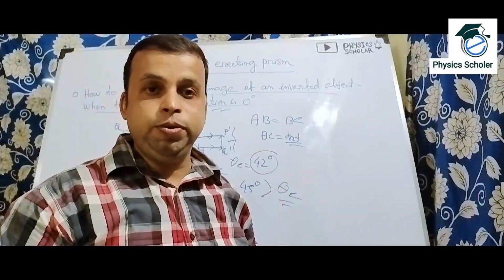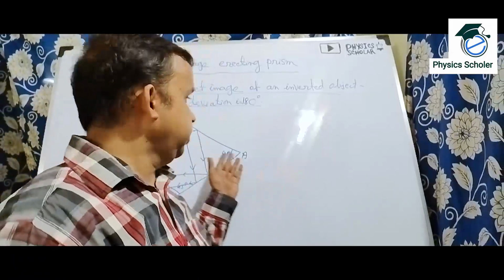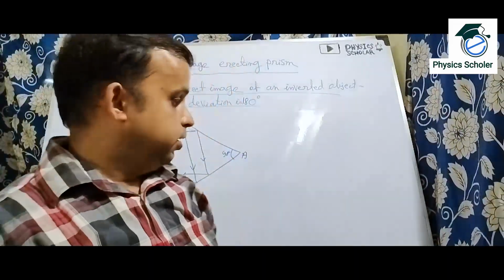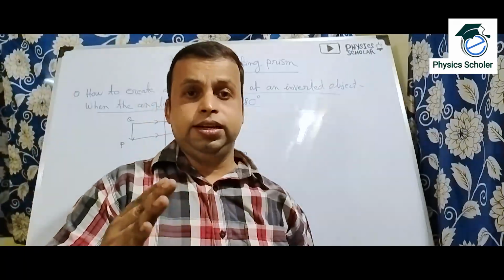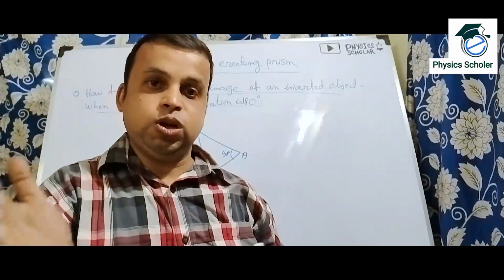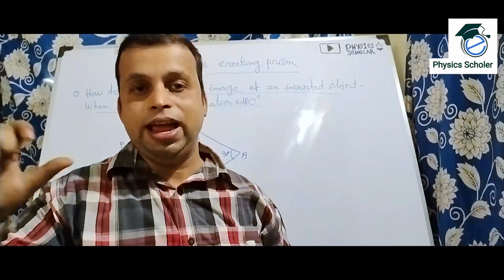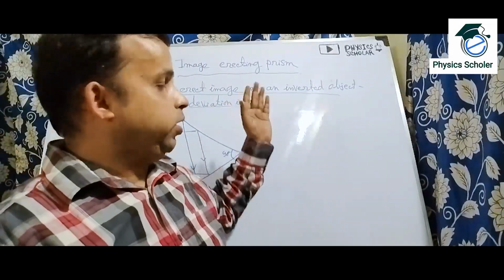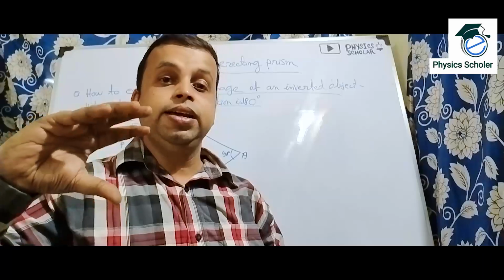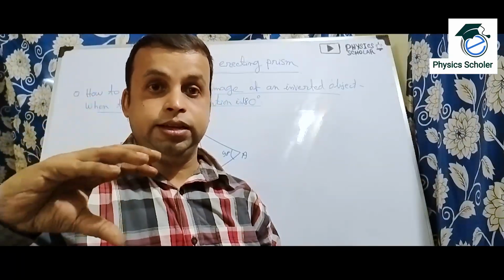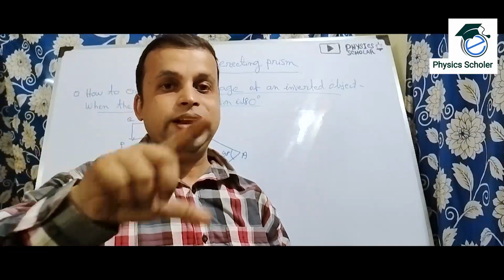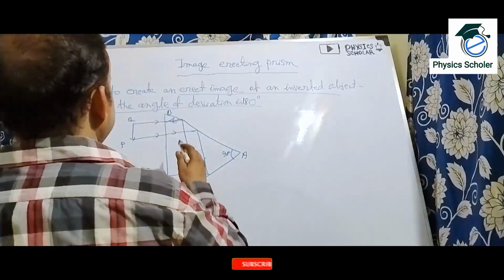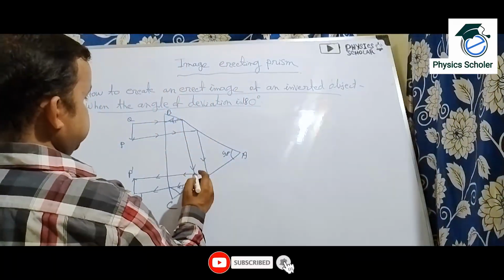Moving to the next topic. In the previous topic we saw how we can create an erect image of any inverted object when the angle of deviation is 0 degree. Now here, the same thing: we will create an erect image of an inverted object when the angle of deviation is 180 degree.